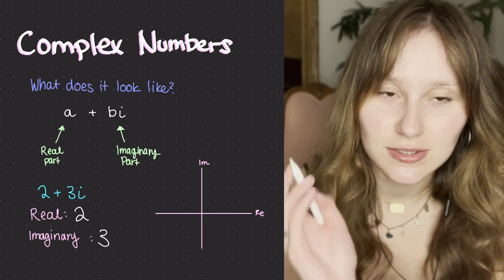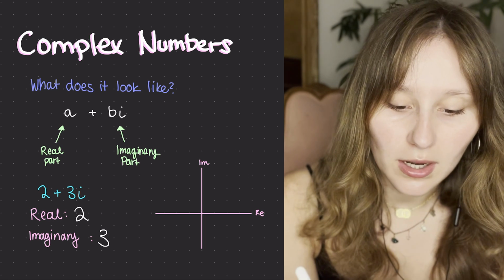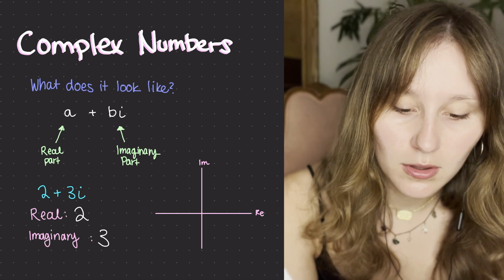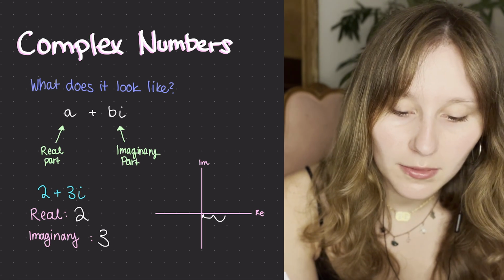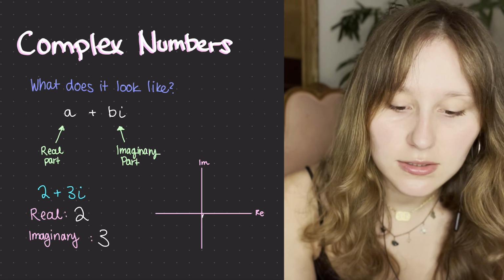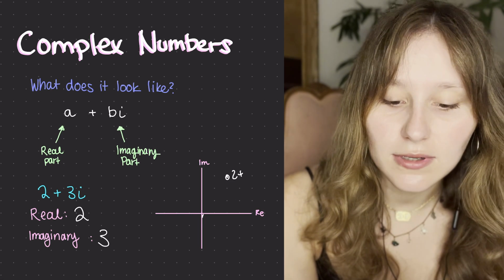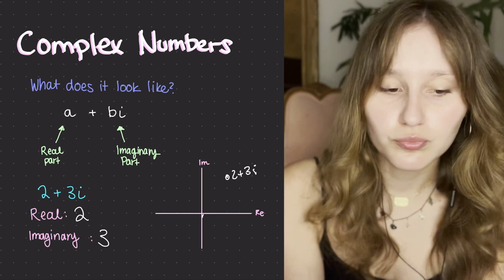So the way that we are going to plot this point is we go over 2, up 3, and we get 2 plus 3i. Okay, let's add it.